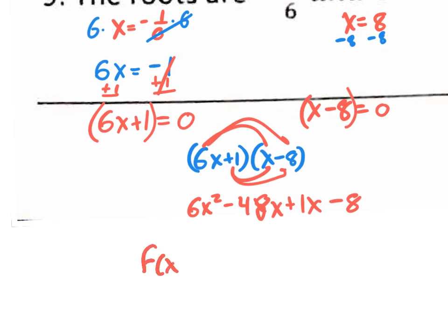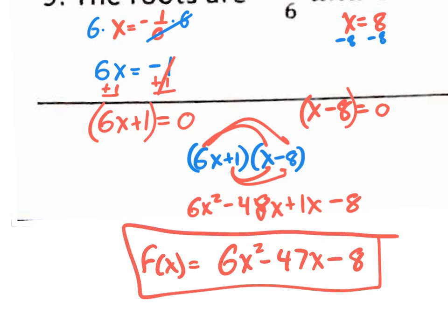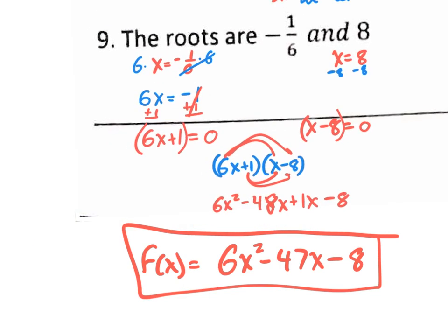So our equation will be f of x equals 6x squared minus 47x minus 8. If you solve this equation, either with the quadratic formula or by factoring, splitting, and solving, it would give you the original answers, negative 1/6 and positive 8. Let's move on.